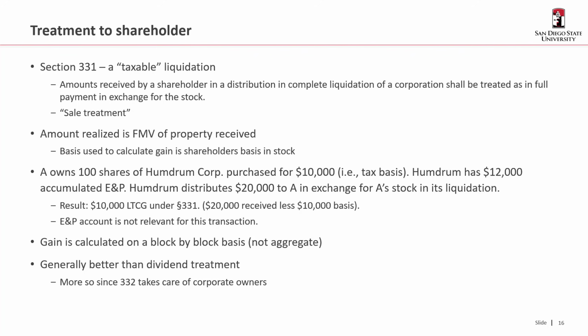And notice that E&P is totally not relevant when it comes to a liquidation. So what happens is any accumulated E&P or deficit in E&P basically just vaporizes into the ether and no longer means a thing. So gain is calculated on a block by block basis, not aggregate. I'll point out in a slide or two why that's relevant. And this is generally, of course, better than dividend treatment, and more so since we'll see that 332 is really going to take care of corporate owners.